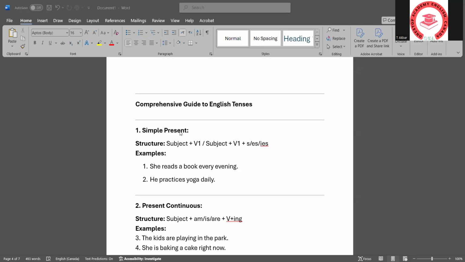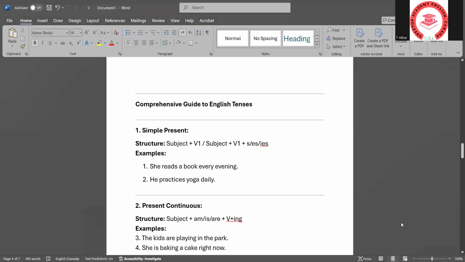Let's start with simple present tense. Structure is subject plus verb, base form of the verb. That's why I'm saying it V1, first form of the verb, plus S, ES or IES. Examples are she reads. This is verb plus S. Read plus S, reads. She reads a book every evening. He practices yoga daily.